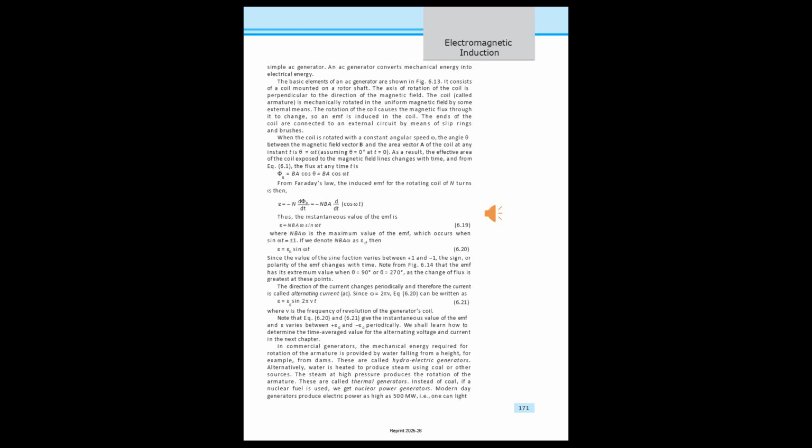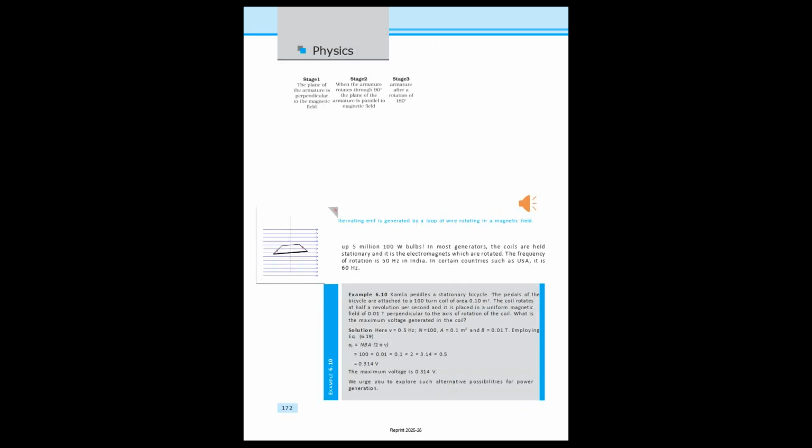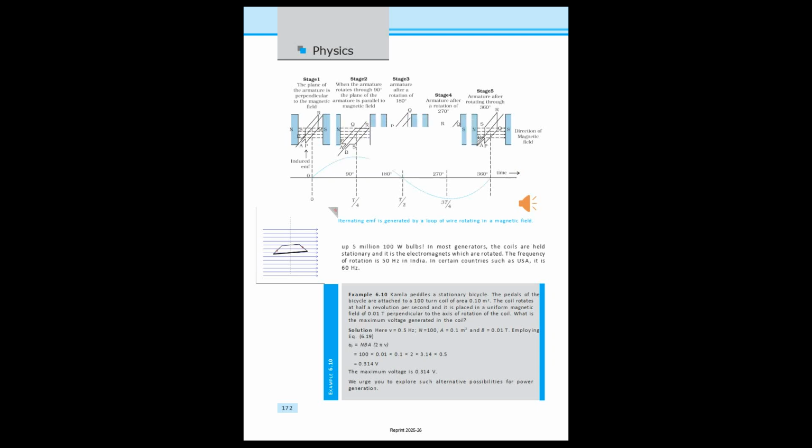Modern-day generators produce electric power as high as 500 megawatts, that is, one can light up 5,100,000 watt bulbs. In most generators, the coils are held stationary and it is the electromagnets which are rotated. The frequency of rotation is 50 Hz in India. In certain countries such as USA, it is 60 Hz.